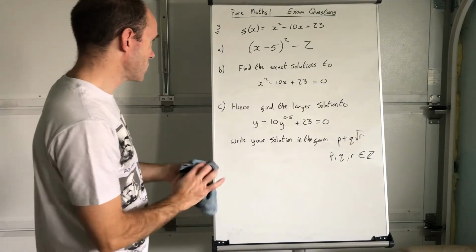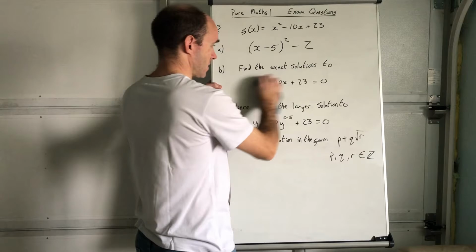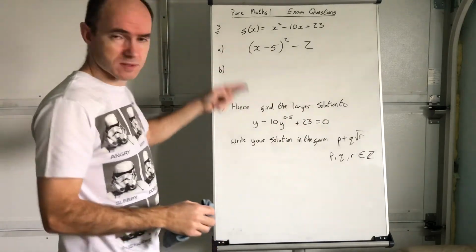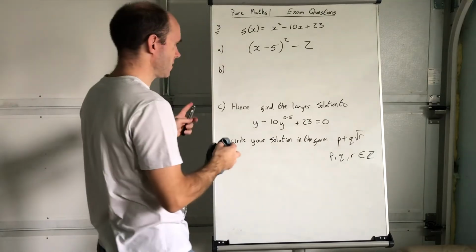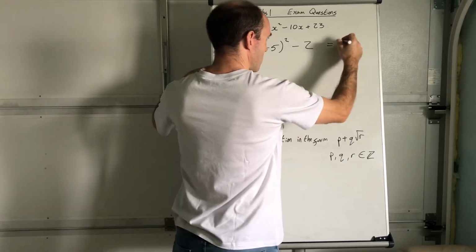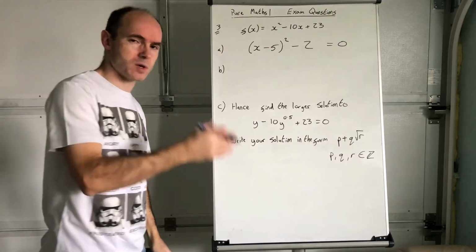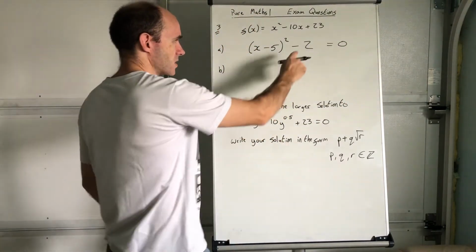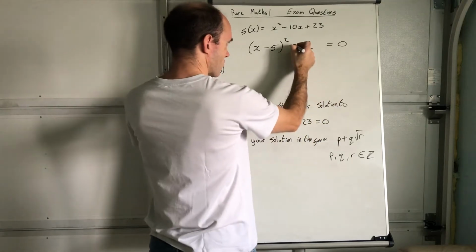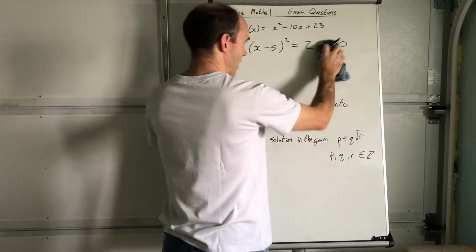Find the exact solutions to this equation here. Just to save myself some space, I'm going to write down there equals 0, and then we're going to solve this equation. So the first thing to do is put the 2 on the other side, of course. Do you mind if I just rewrite it like that?